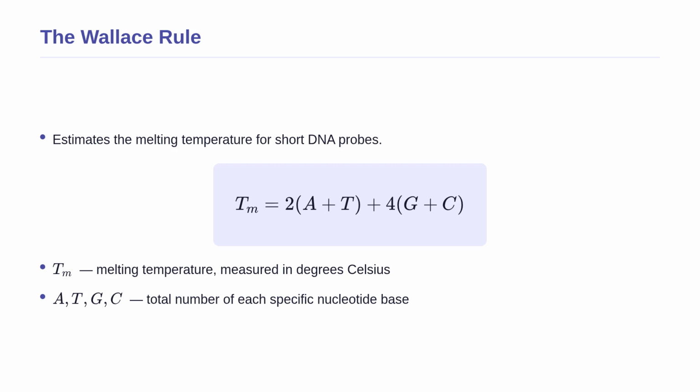In this formula, Tm represents the melting temperature in degrees Celsius. The variables A, T, G, and C represent the total number of adenine, thymine, guanine, and cytosine bases in our short DNA probe. Guanine and cytosine pairs form stronger bonds, contributing 4 degrees each, while adenine and thymine pairs are weaker, contributing only 2 degrees each. If we increase the number of G and C bases, the melting temperature increases, meaning the DNA strands hold together much tighter. We must wash the membrane just below this temperature.